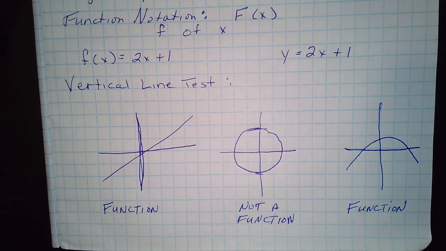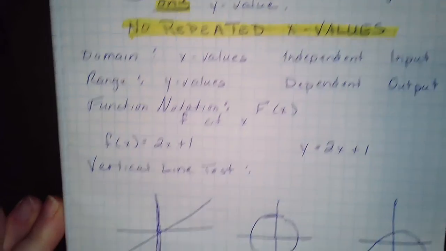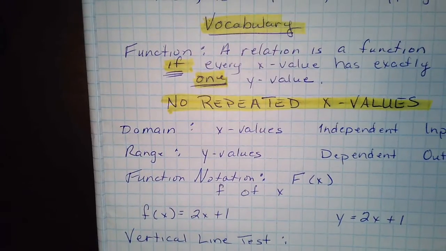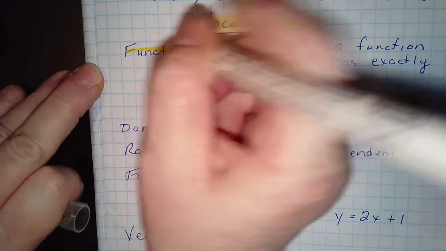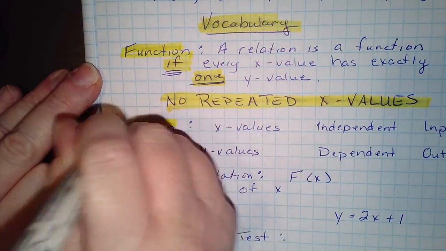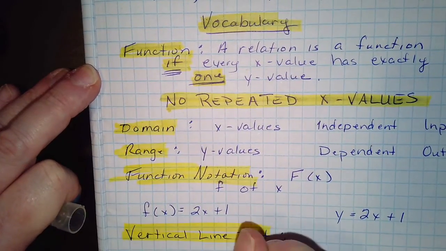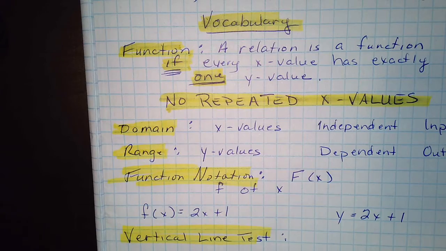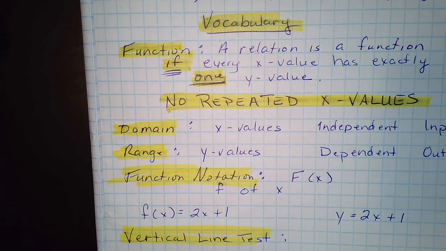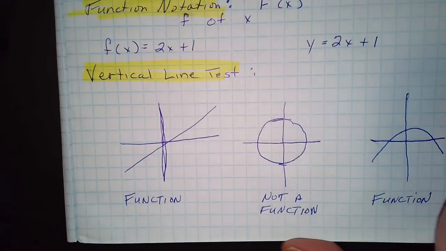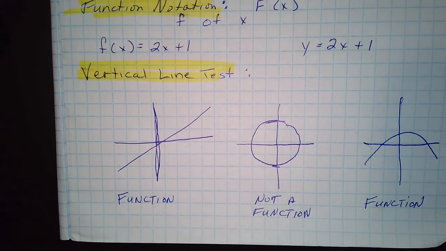So, now you have your domain and range and your function. You have all these definitions here. I'm going to highlight so they stand out. Function, domain, range, function notation, and vertical line test. Now you're going to have an opportunity to show me if you can tell what's a function and what's not a function. Be sure to use your notes. Thank you much.